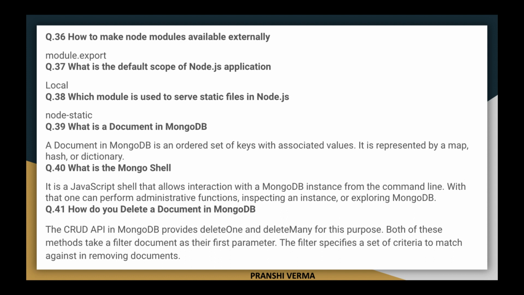Documents in MongoDB are stored in collections, which are roughly equivalent to tables in a relational database. Each document in a collection can have a different structure, and the schema can be flexible and evolve over time as new fields are added or removed. Next question, what is the Mongo shell?